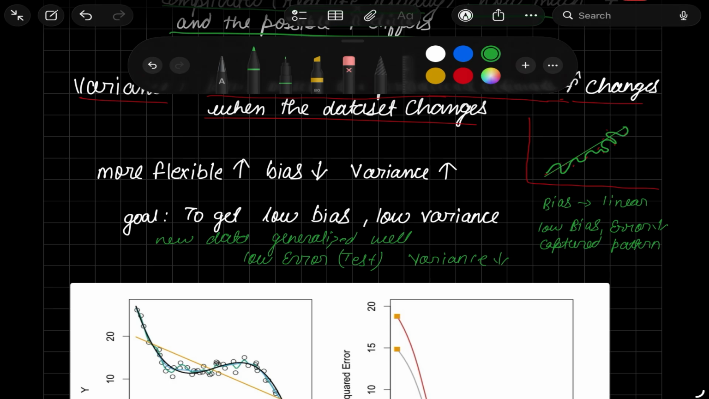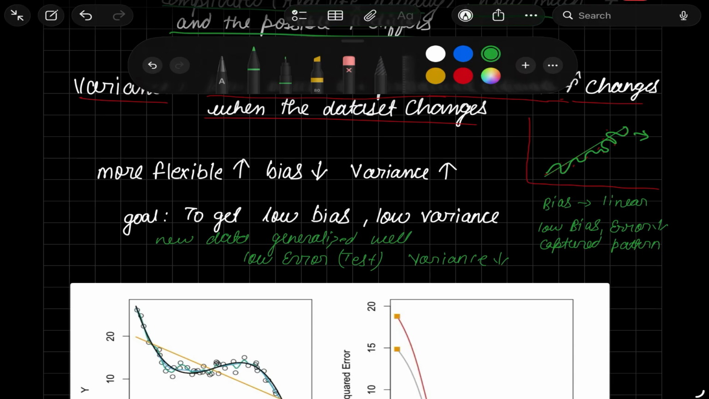It is also giving us a low error. This new pattern is also giving us the low error. Does it mean that it has captured the pattern? No. And if it doesn't capture the pattern, how can it generalize well on new data?